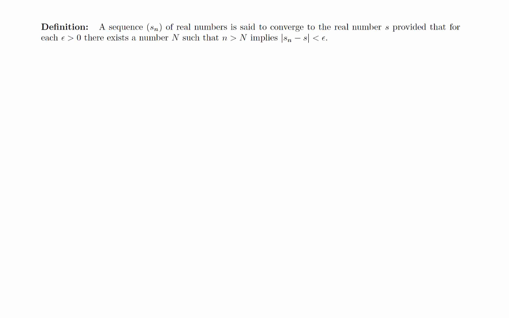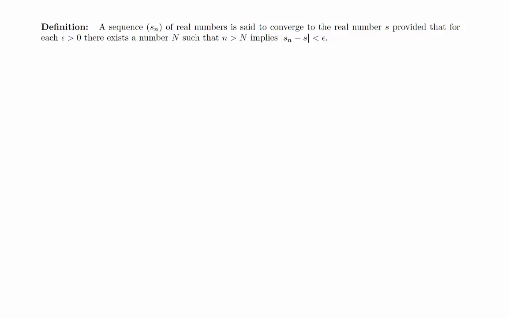In order to write a successful proof, you need to know where your starting point and your ending point are. Since we're writing proofs about convergence, we should begin with the definition. Definition: a sequence s sub n of real numbers is said to converge to the real number s, provided that for each epsilon greater than 0, there exists a number capital N such that little n greater than capital N implies that the absolute value of s sub little n minus s is less than epsilon. This statement represents the property a sequence must satisfy in order to converge.